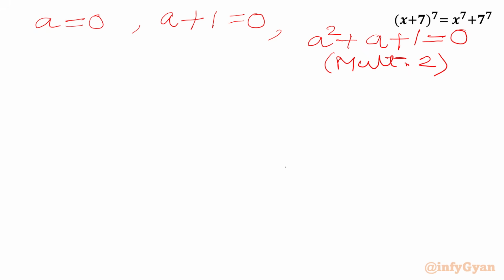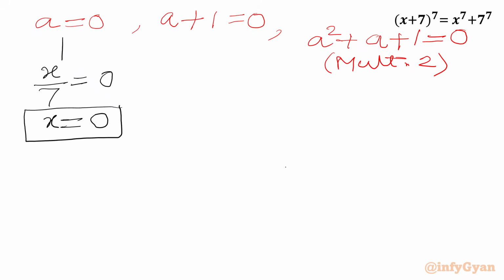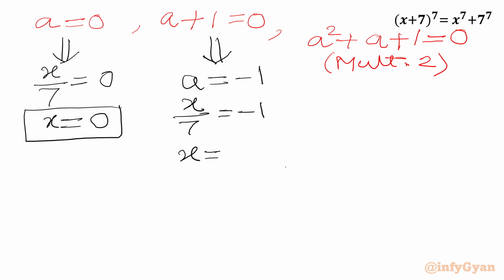Now a equal to 0. A was x over 7. So we will write here x over 7 equal to 0. So from here we will get the first real root, x equal to 0. Now from the second equation, a plus 1 equal to 0, we will get a equal to negative 1. A was x over 7 equal to negative 1. So we are going to get x equal to negative 7, which is a real root. So far we have 2 real roots, 0 and negative 7.